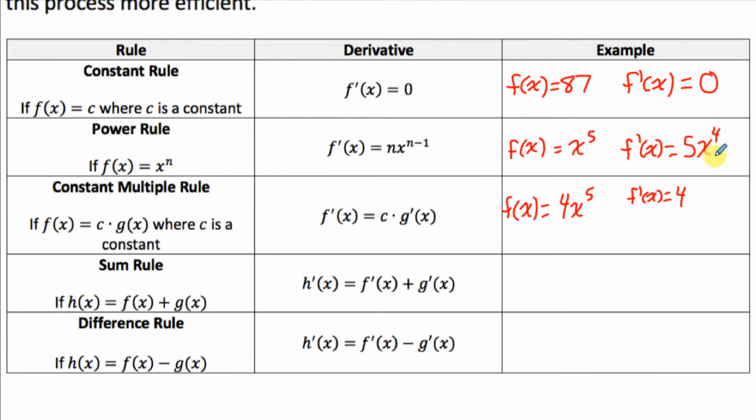Well, we did that up here. It's 5x to the 4. So I do 4 times 5x to the 4. And we could simplify that, of course. f prime of x equals 4 times 5. That's 20. So 20x to the 4.